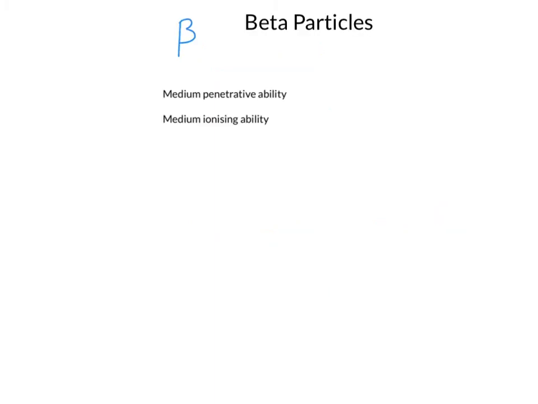Now if we look at the characteristics of beta particles in terms of how dangerous they are, they have a medium penetrative ability, which means they're somewhere between alpha particles and gamma particles. Beta particles can generally be stopped by about 30 centimeters of air. They won't make it much further than that. Or alternatively, a thin sheet of any kind of metal, even a lighter metal like aluminium, should be able to stop beta particles. In terms of their ionizing ability, they're again somewhere between alpha particles and gamma particles.